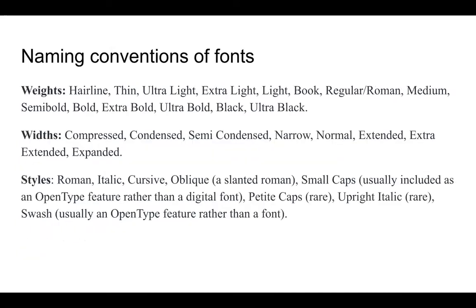So here's some of the naming conventions of fonts. We have weights, and the different weights here: hairline, thin, ultralight, extra light, book, regular, Roman, medium, semi-bold, extra bold, ultra black. We have widths. That's going to be compressed, condensed, semi-condensed, narrow, normal, extended, extra extended, expanded. And then we also have different styles, which are going to be Roman, italic, cursive, oblique, small caps, and so forth.